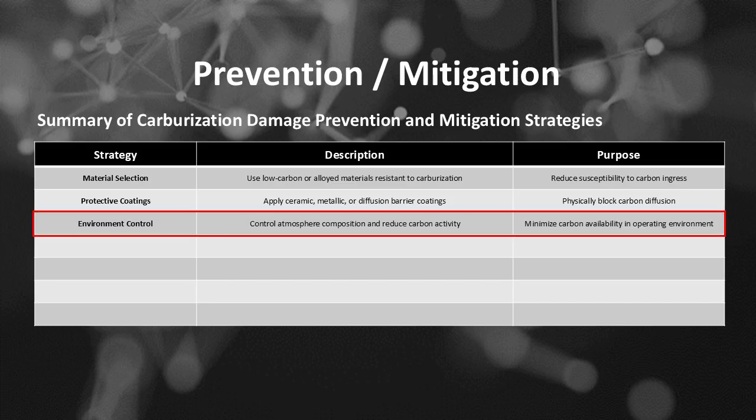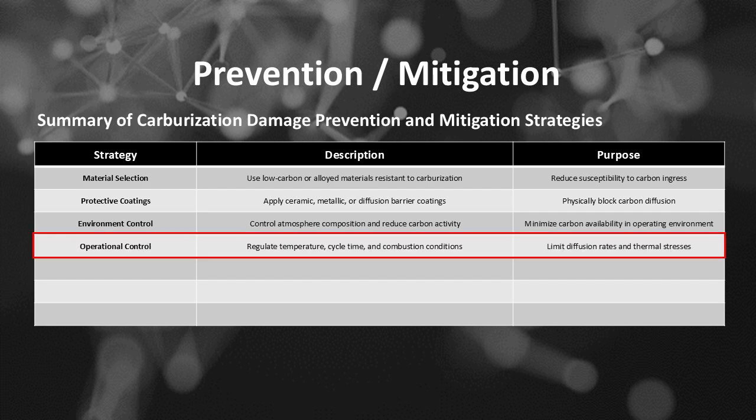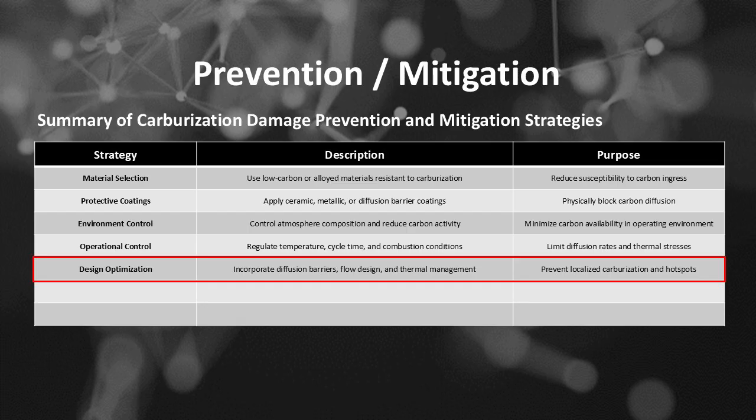If the strategy in use is environment control, it is described as: control atmosphere composition and reduce carbon activity. Its purpose is to minimize carbon availability in the operating environment. If the strategy in use is operational control, it is described as: regulate temperature, cycle time, and combustion conditions. Its purpose is to limit diffusion rates and thermal stresses. If the strategy in use is design optimization, it is described as: incorporate diffusion barriers, flow design, and thermal management. Its purpose is to prevent localized carburization and hotspots.